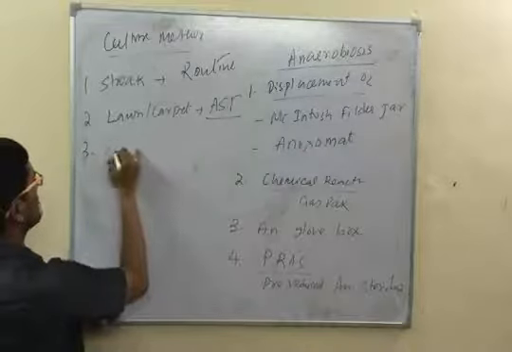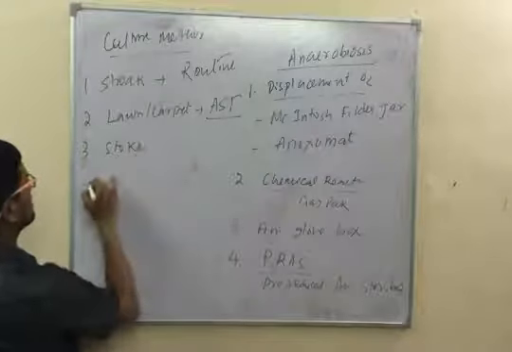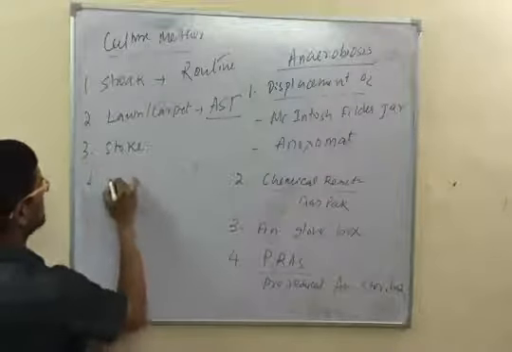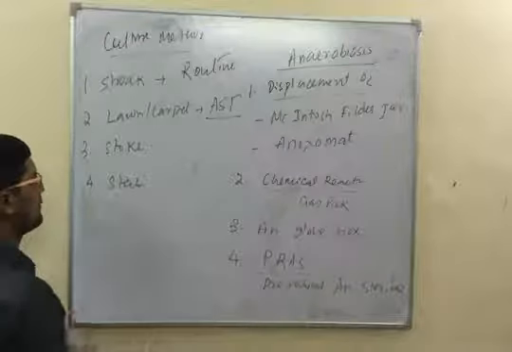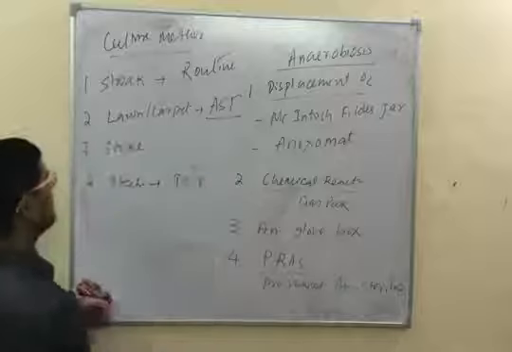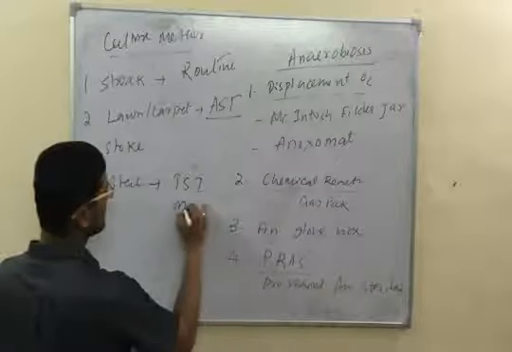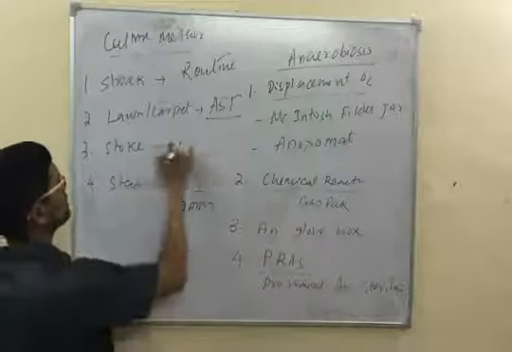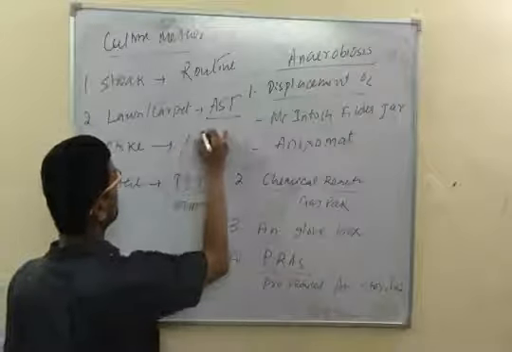Apart from that, there are other culture methods like stroke culture and stab culture. Stab culture is used for triple sugar iron medium and mannitol motility medium. Stroke culture is used for citrate and urease medium.